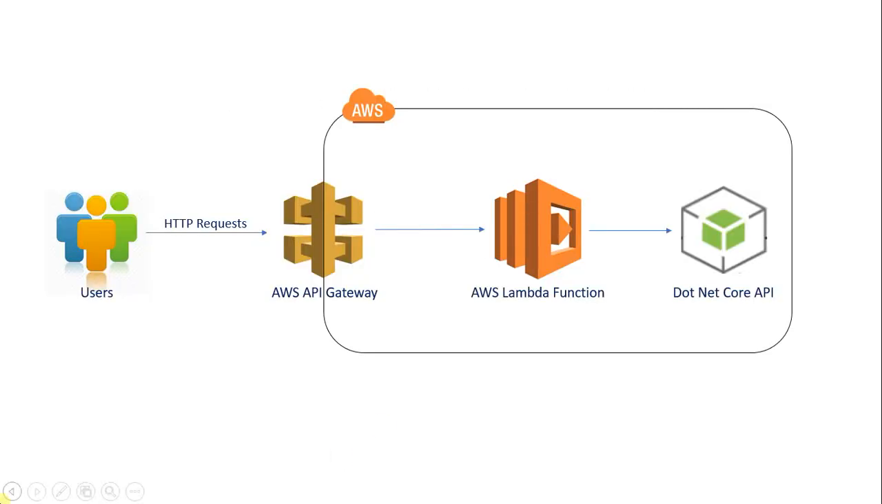So this is the architecture which we are going to achieve in this video. We are going to hit an HTTP request to an API gateway, which will internally call the AWS Lambda function, and it will invoke the .NET Core API.